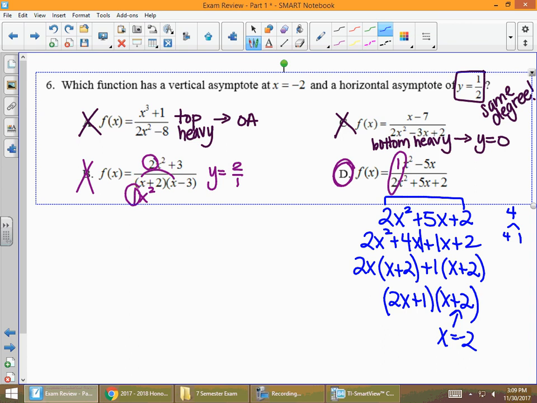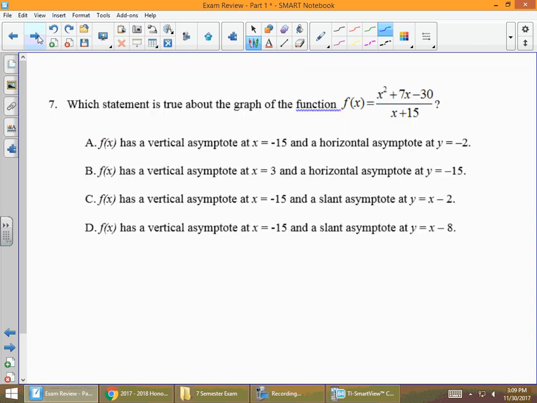So for both of those problems, you can get the right answer just by working with one piece of that question, kind of strategically.